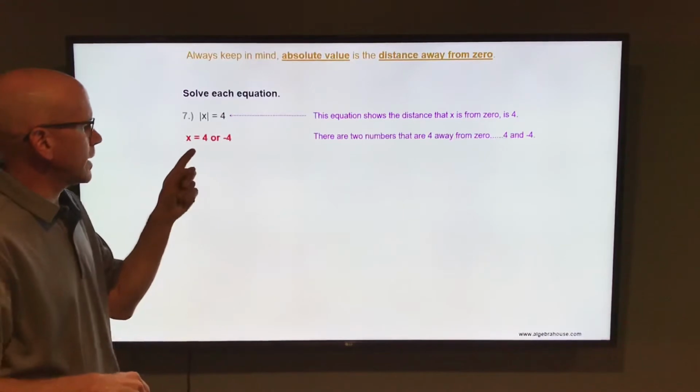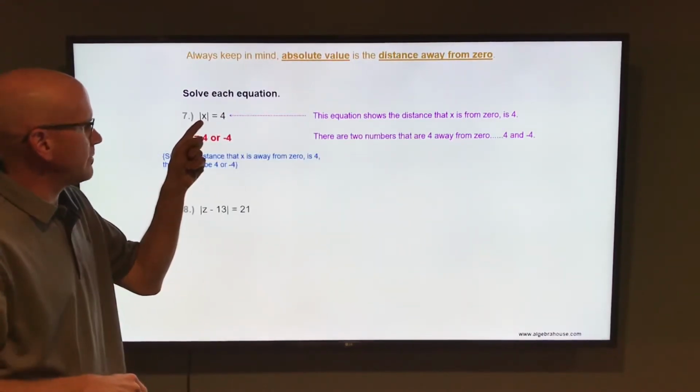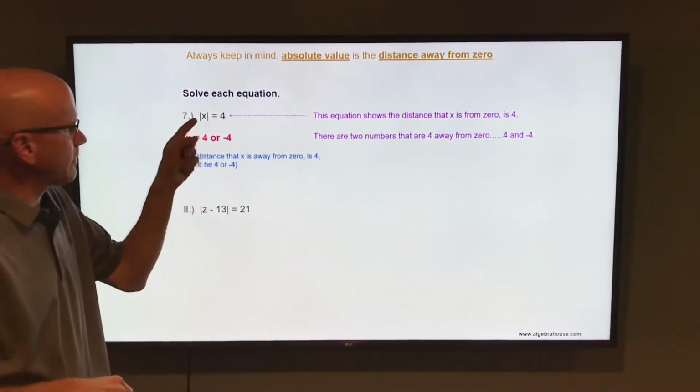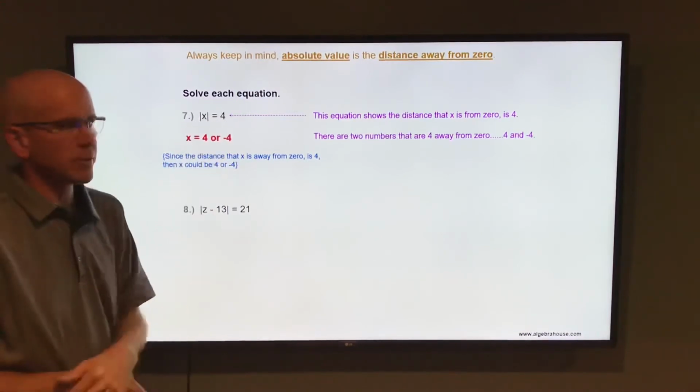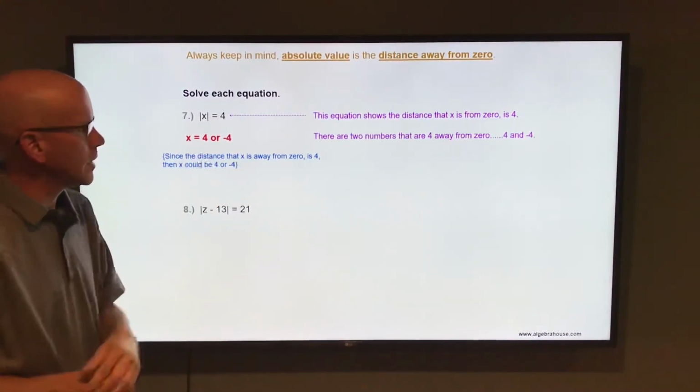If you want to check that, put those back in. The absolute value of 4 is 4. And if you put negative 4 back in, the absolute value of negative 4 is also 4. So x does equal 4 or negative 4.